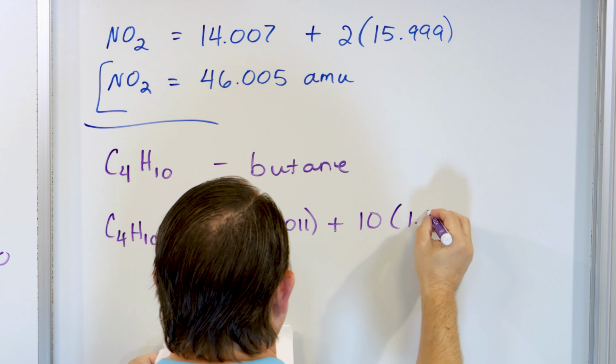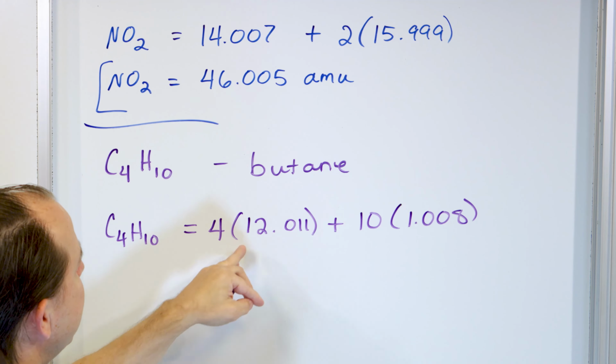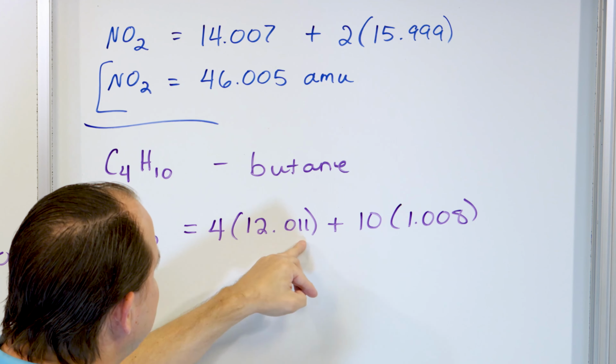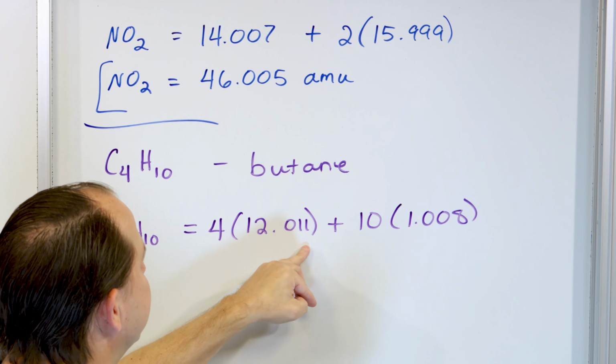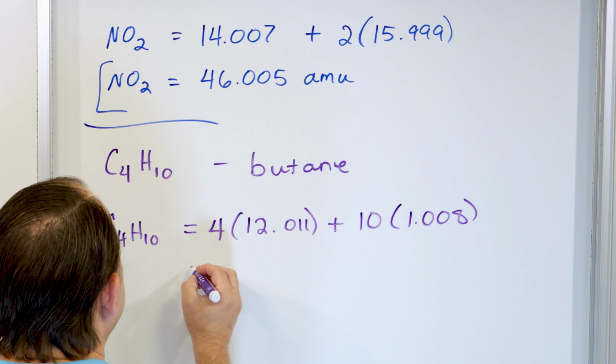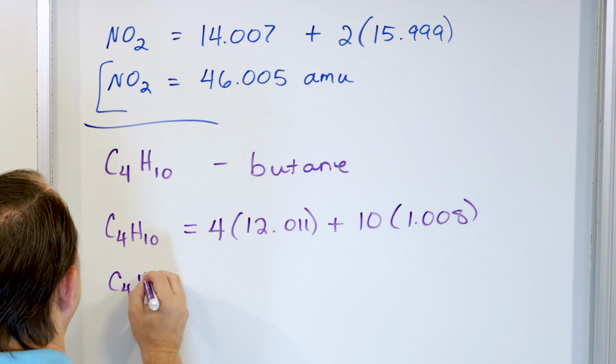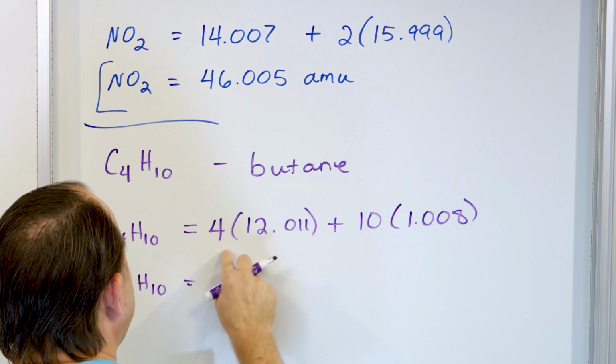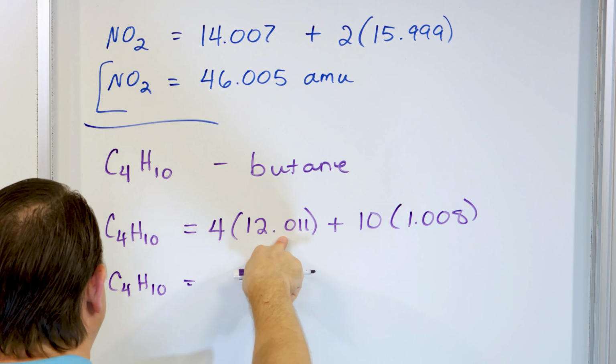Carbon is very close to 12. And of course, carbon-12 isotope is exactly equal to 12. This is a weighted average of all the different flavors of carbon out there. So it's a little different than 12. That's because it's a weighted average. All right, so whenever you take 4 and multiply by 12.01, what do you get?